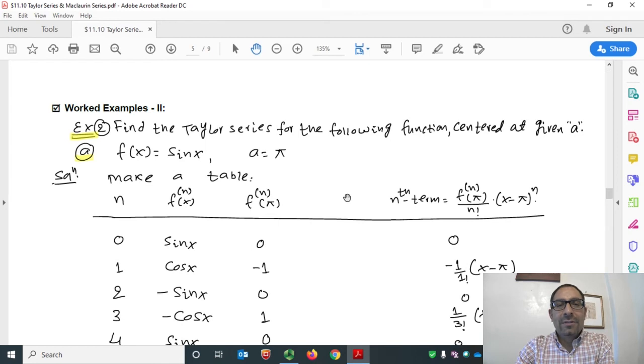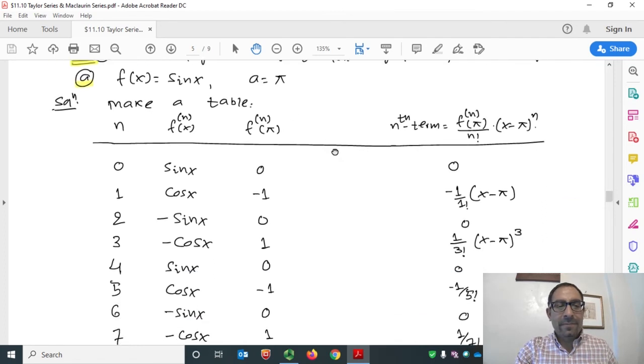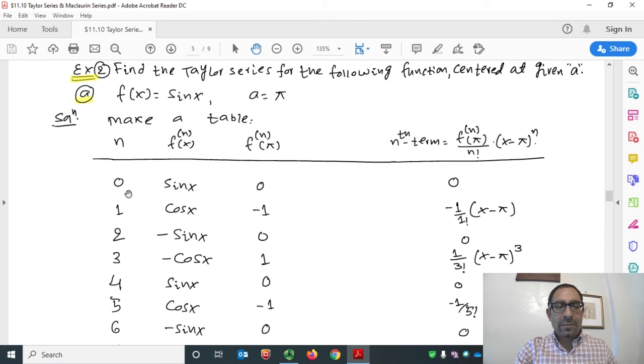Let's do example 2. Find the Taylor series for the following function centered at the given point a. Question 2, part A: the given function is sine x and the center is pi. So, first make a table. The zeroth derivative of the given function is itself. Evaluating sine x at 0 gives 0.